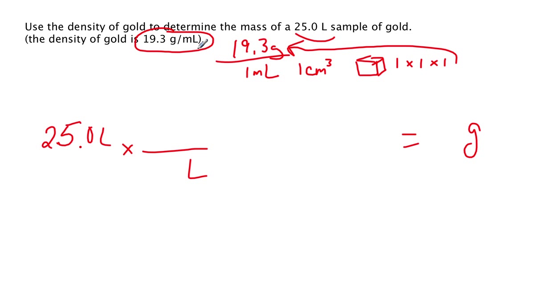Anyways, it's grams per milliliter, not liter. So we have to do a quick conversion here. 1 big liter is 1,000 little milliliters. Now we can throw in the density here.